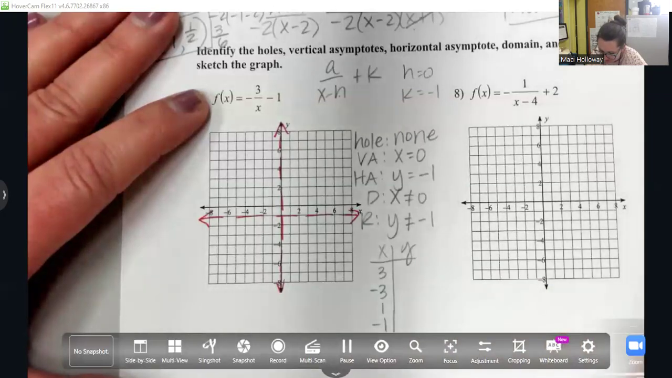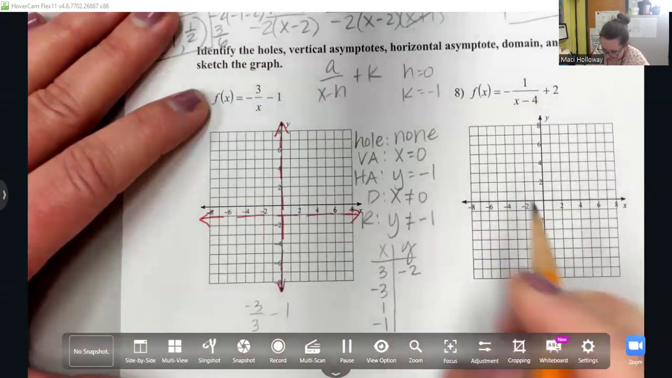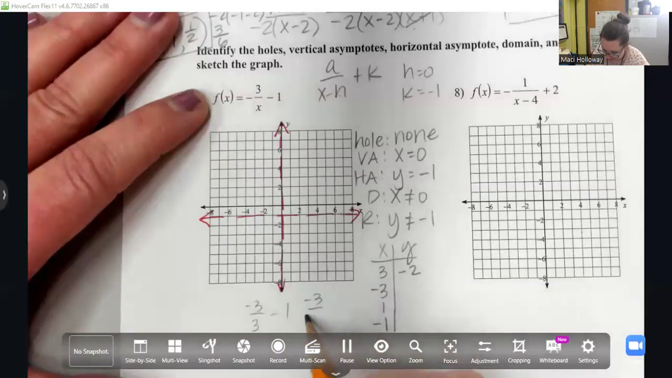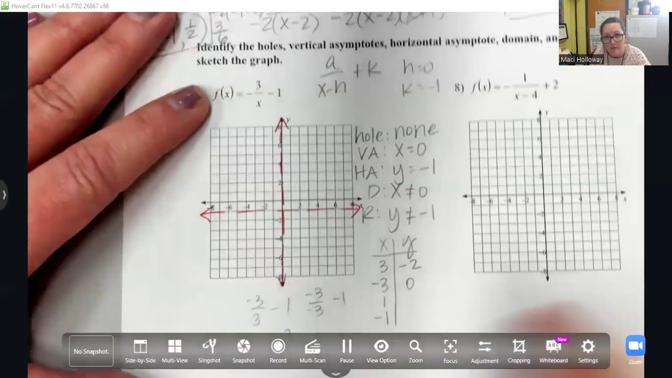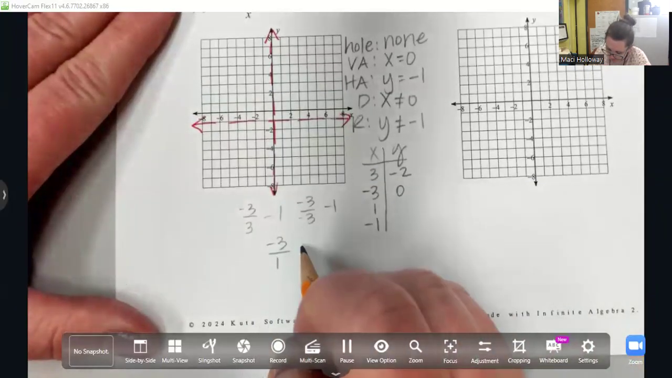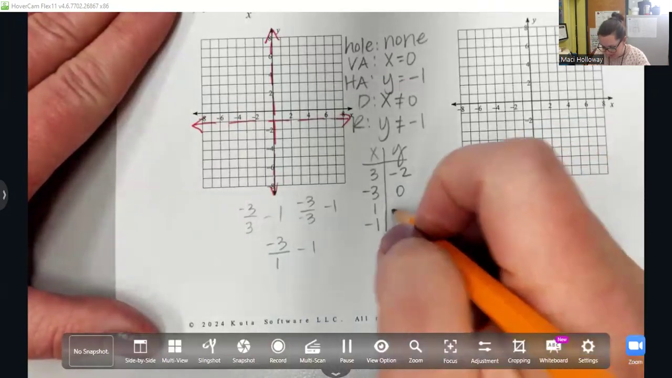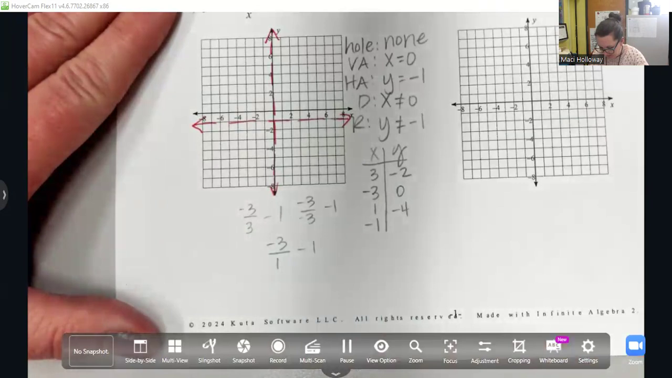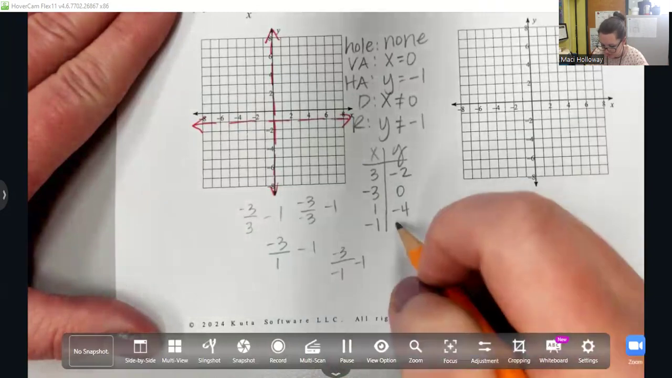Those would all work. So -3 divided by 3 minus 1, that's -1 minus 1 is -2. Now I'll plug in -3 over -3 minus 1, that's +1 minus 1 is 0. Now plug in 1, so -3, let me scoot it up so you can see it better, divided by 1 minus 1, so -3 divided by 1 is -3 minus 1 is -4. And then -3 divided by -1 minus 1, that's +3 minus 1 is 2.